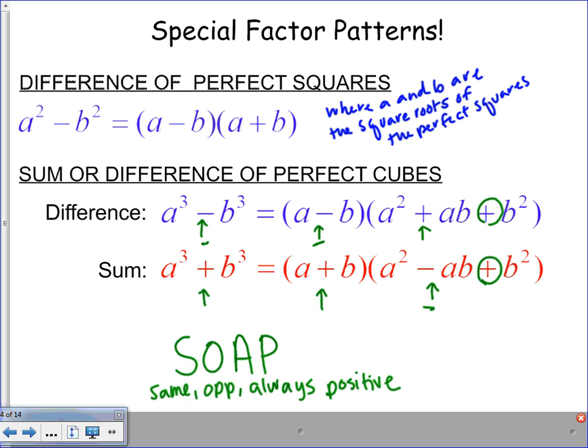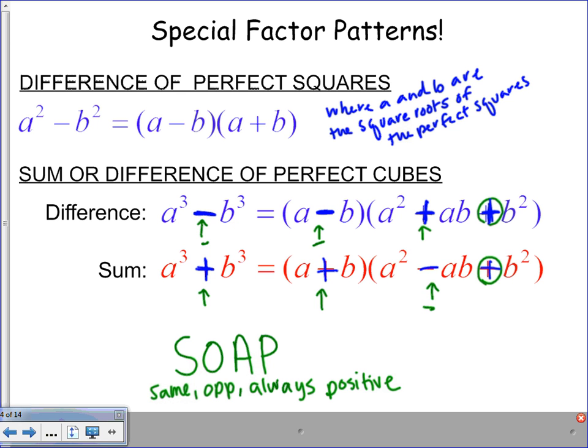So if you have a difference of perfect cubes, like a cubed minus b cubed, the first sign that you write will be a minus sign because you keep the same sign. The second sign will be the opposite, so it'll be a plus. And the third sign, like Sierra said, will always be plus. And then if you're doing a sum of cubes, it's originally a plus sign because it's a sum. So when I factor it, my signs will be same, plus, opposite, minus, always positive.